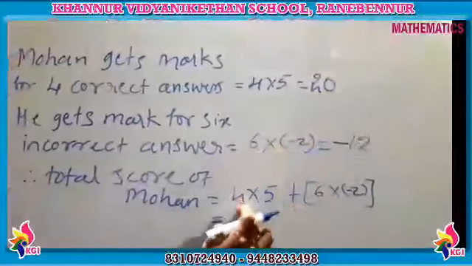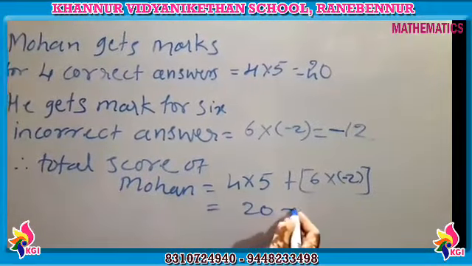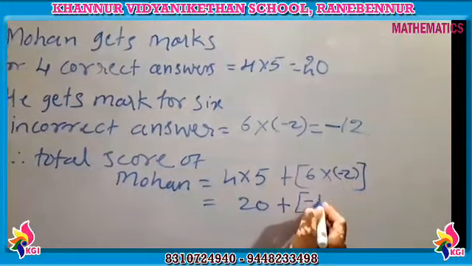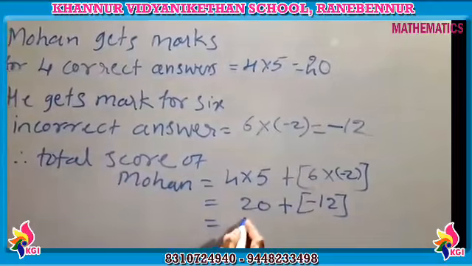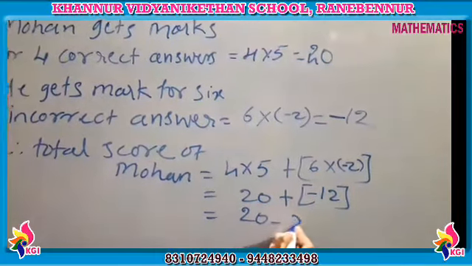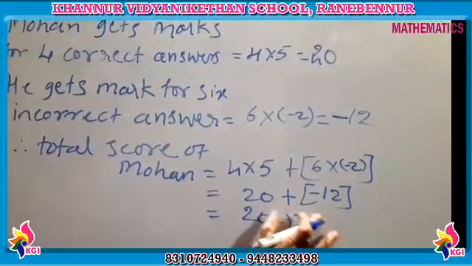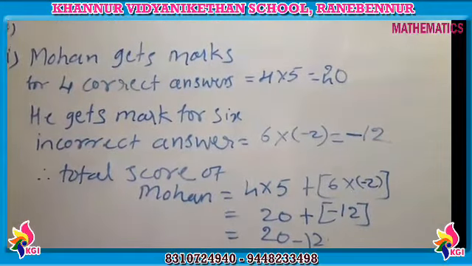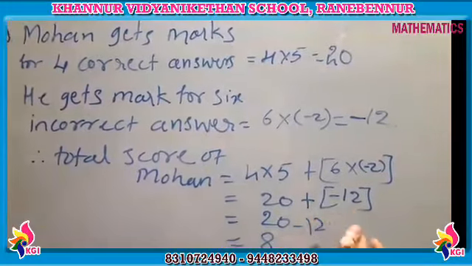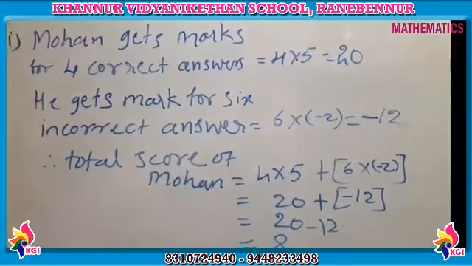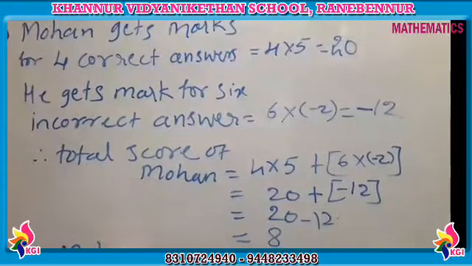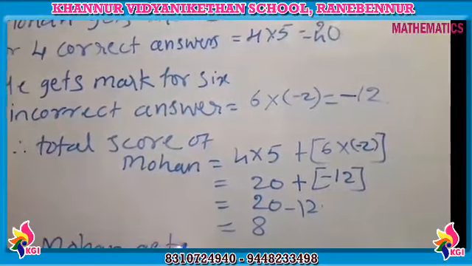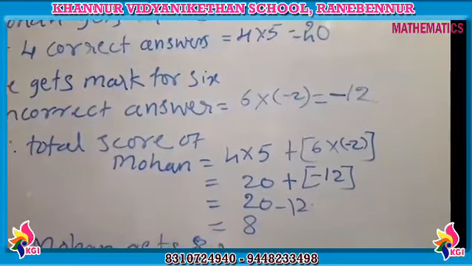As we have got 4 5s are 20, plus into minus will be minus, 6 2s are 12. So next we can write 20 plus into minus is minus 12. Next, 20 minus 12 is how much, children? You are supposed to get 8. So at the end we have to write: therefore Mohan gets 8 marks.